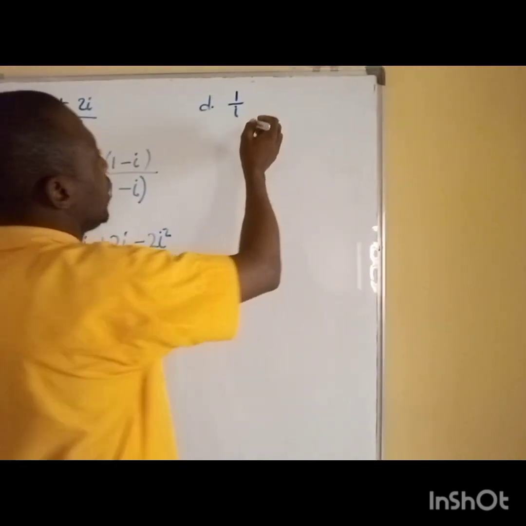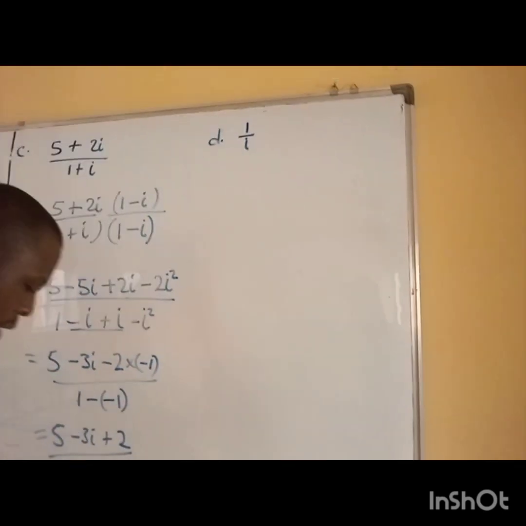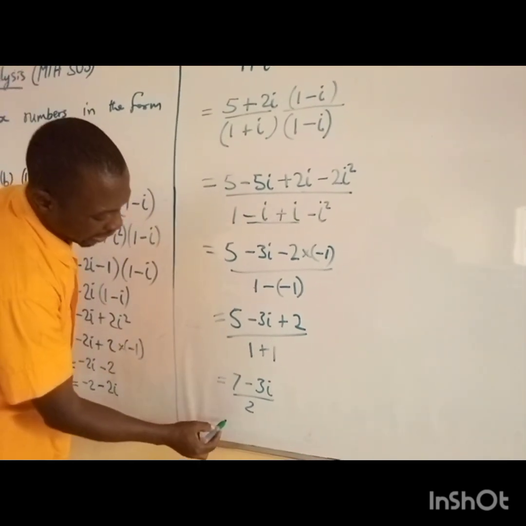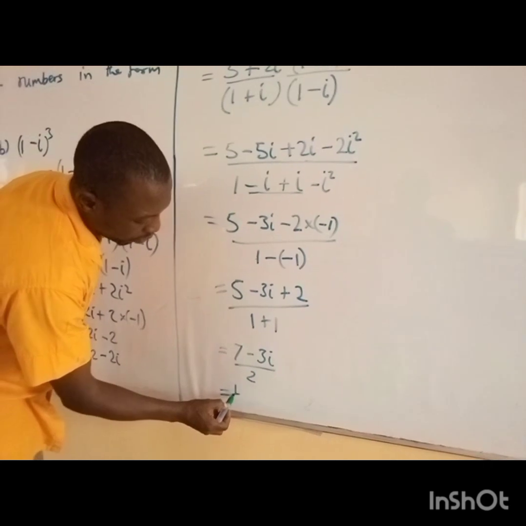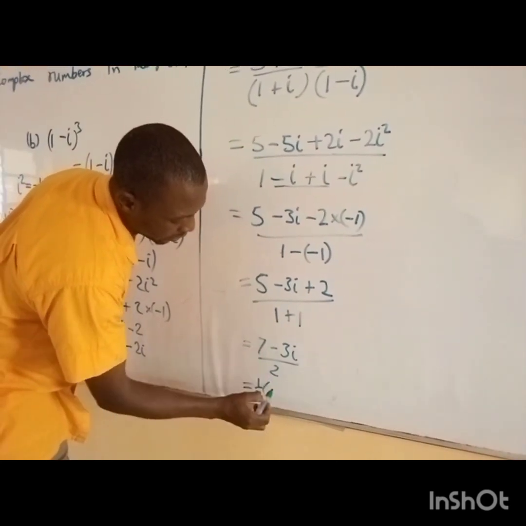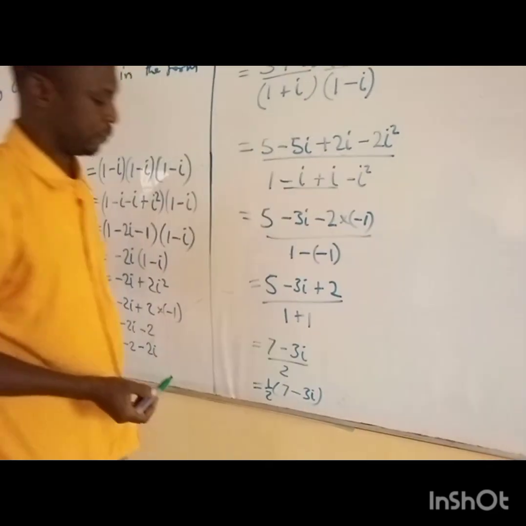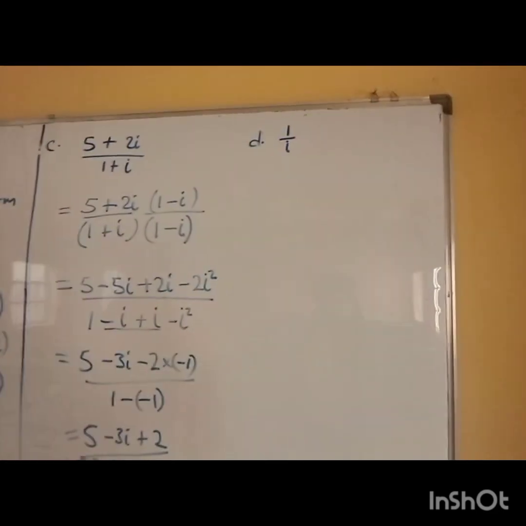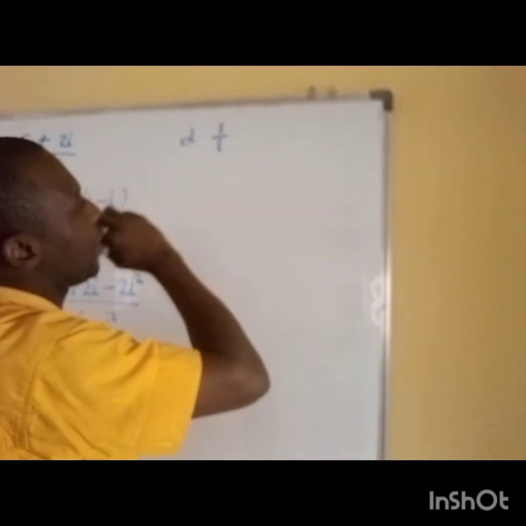Now the final answer can also be written as 1 over 2 times 7 minus 3i. Take note. Now, D says 1 over i.